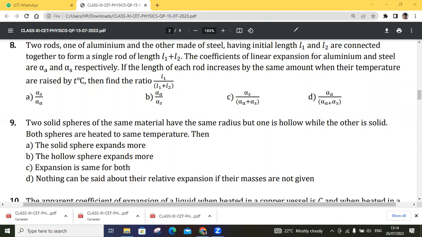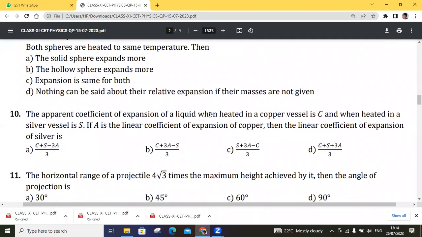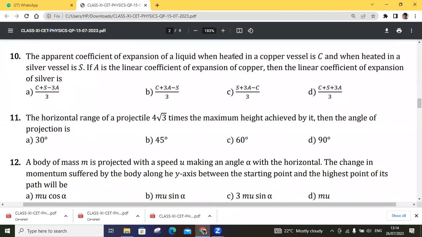Then we'll go for the 10th question. The apparent coefficient of expansion of a liquid when heated in a copper vessel is C, and when heated in a silver vessel is S. If A is the linear coefficient of expansion, but this is the volume coefficient of expansion. And the linear coefficient of silver is.